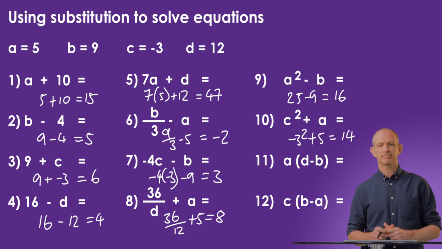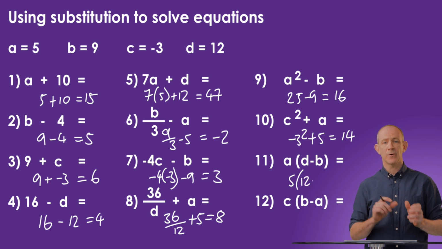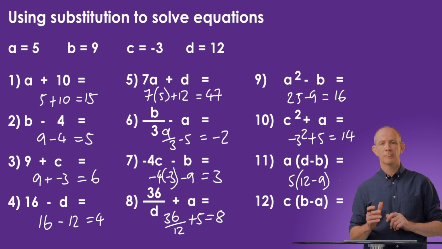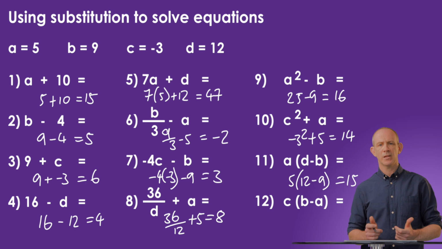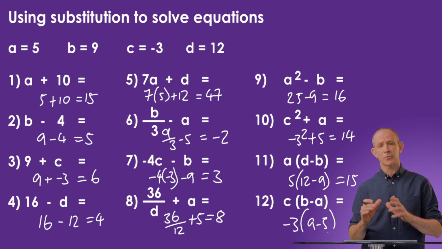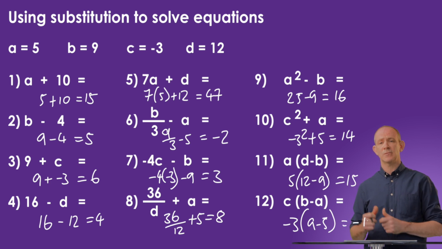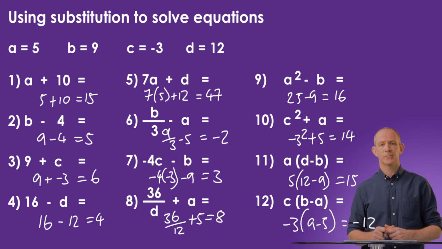Now we've got some brackets, and we've got a brackets d minus b, which equals 5 brackets 12 minus 9, which is 5 times 3, which would give us 15. And then the last one, number 12, we've got c, which equals -3, multiplied by b minus a, which is in brackets, so we have to do that first. So 9 minus 5 would give us 4, -3 times 4, negative times a positive is going to give us a negative answer of -12. So that's all the answers for these questions in this section.